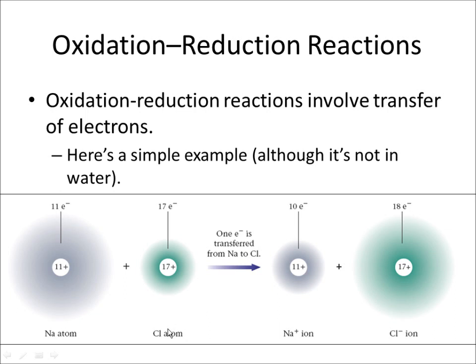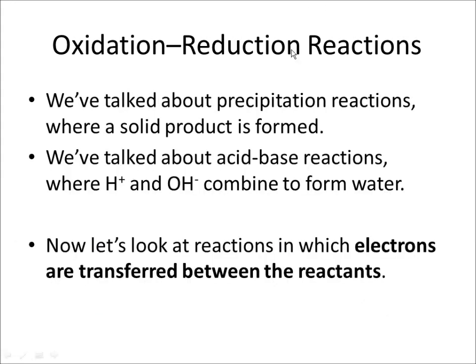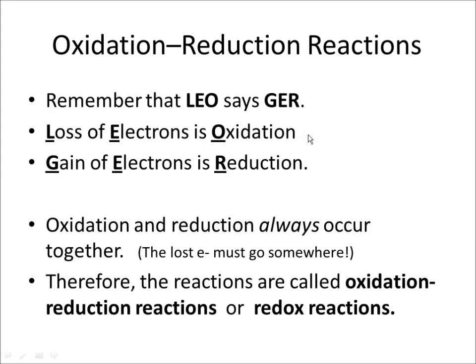So the chlorine atom would gain an electron, it would be reduced, and the sodium atom would be oxidized. It would lose an electron. So LEO says GER: loss of electrons is oxidation, gain of electrons is reduction. The electrons have to go somewhere, they don't just magically disappear. So wherever there's an oxidation, there's also a reduction. For someone to lose an electron, somebody else has to gain an electron.